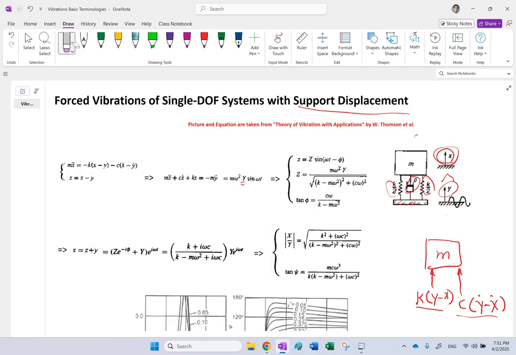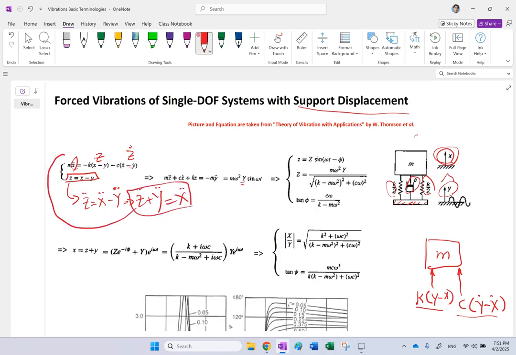Now here we introduce the relative position between x and y. So x minus y, we call it z, right? And so if we write these equations in terms of z, so this is z dot, right? And from here, if you take the double derivative, you get z double dot equals x double dot minus y double dot. And if you take this y double dot to the other side, you see that this x double dot on the left side is going to be z double dot plus y double dot. Okay, so that is going to go right there.